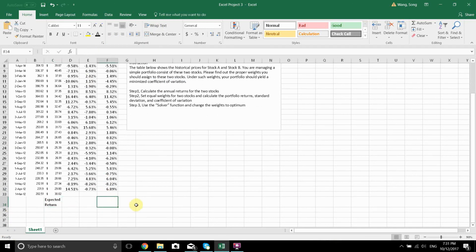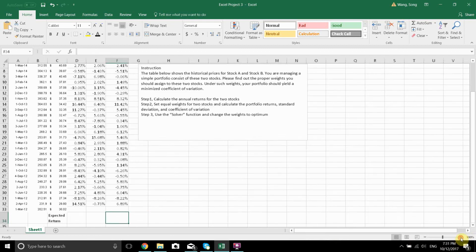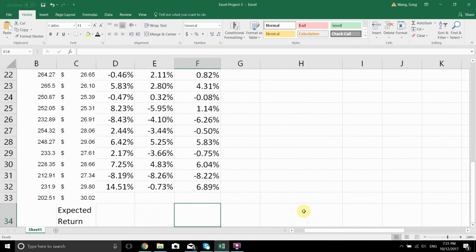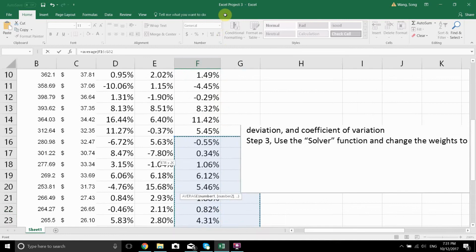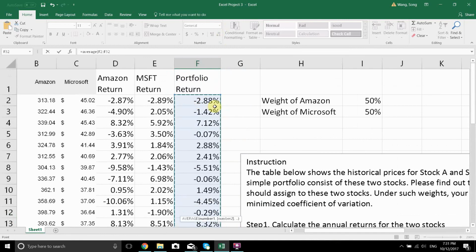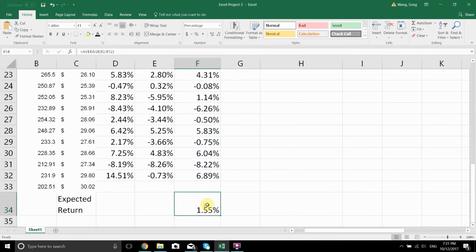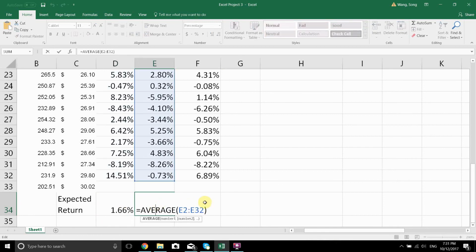So to get the expected return, let me zoom in a little bit. The formula is pretty easy. You just get an average. That's it. Just get average. And then you select all the returns the portfolio has. Hit enter. That's it. So the expected return portfolio is 1.55% per month. And you can also drag it to the left, and get the expected return of Amazon, the expected return of Microsoft.